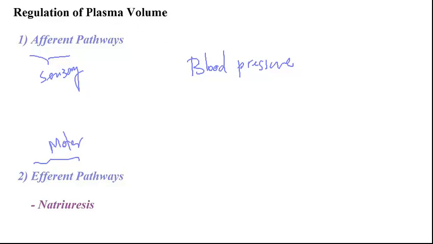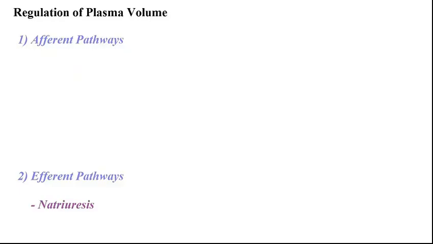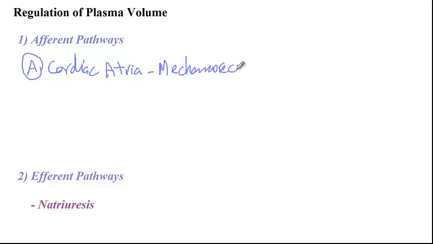And so I'd like to go over the afferent as well as the efferent pathways that help in the regulation of plasma volume. Okay, so let's first start with the afferent pathways, and these afferent pathways sense changes in the blood volume and there are different mechanisms that they can use. So the first mechanism is the cardiac atria that contains mechanoreceptors.